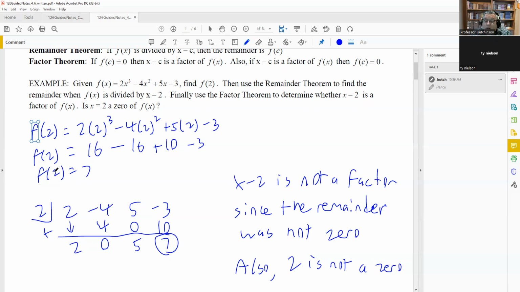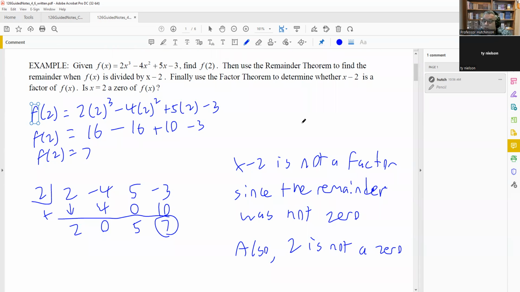In other words, if I get f of 2 and I get 0, that means that at an x value of 2, I get a 0 on the graph. That would tell me it's an x-intercept. But I didn't get that in this case because I got a 7. So that's what I know about this. I know for sure x minus 2 is not a factor since the remainder wasn't 0. And I also know that 2 is not a 0 because of that same reason.